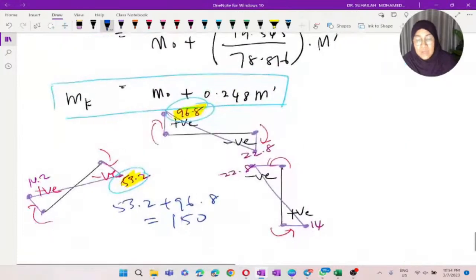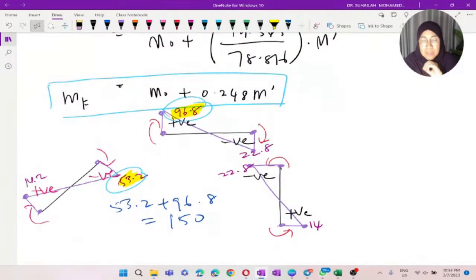Okay, so that's all how we draw the bending moment diagram for this question.